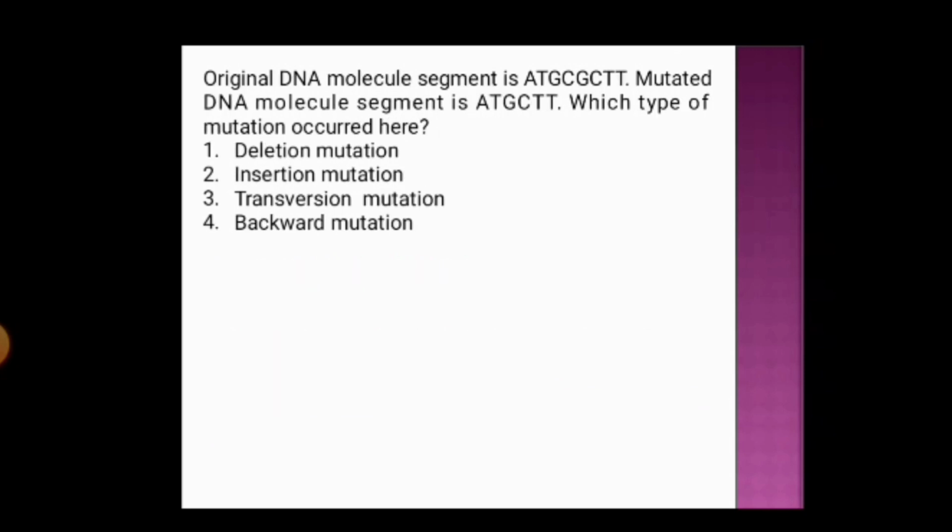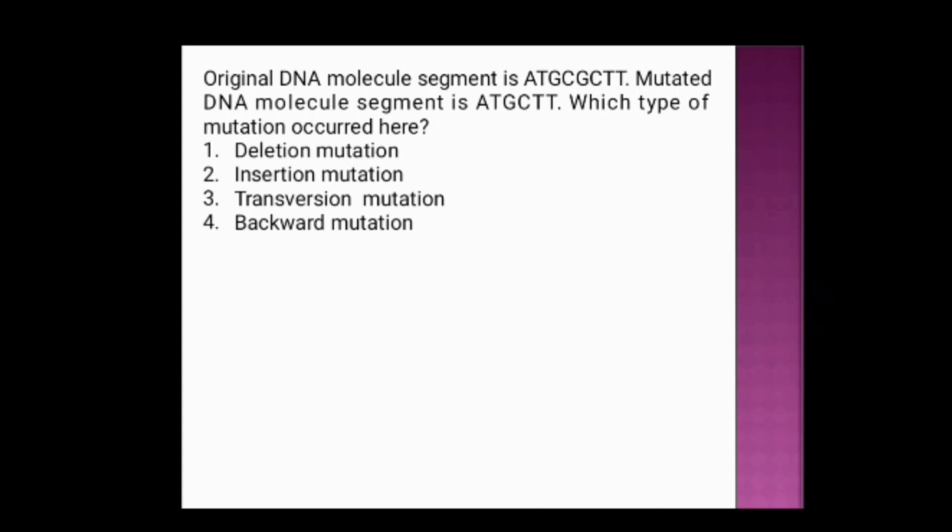Next question. The original DNA segment is ATGCGCTT. The mutated DNA molecule segment is ATGCTT. Which type of mutation occurs here? Option 1, deletion mutation, option 2, insertion mutation, option 3, transversion mutation, option 4, backward mutation.